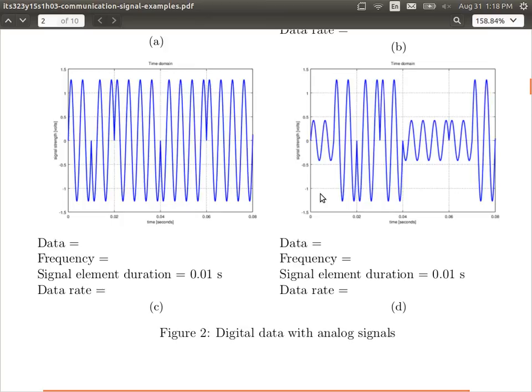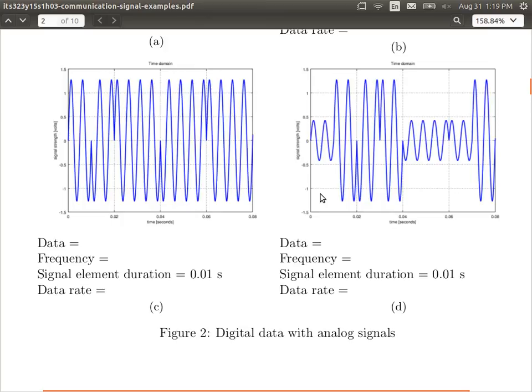So this is in the slides or the examples. What did you get? 100 bits per second, I think we calculated the data rate in this case. We had a particular mapping that we defined. I think it was something like, for the signal element duration, if we transmit a wave that goes up first, that's a bit one, and down first is a bit zero. That was our signal encoding technique. And we got 100 bits per second.